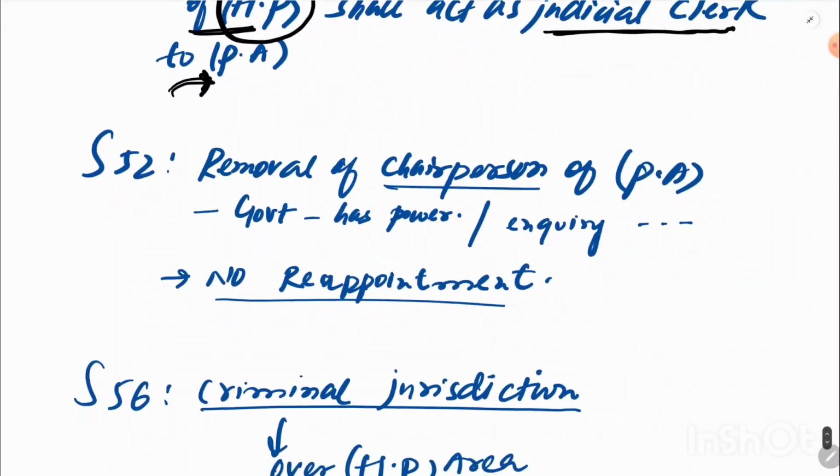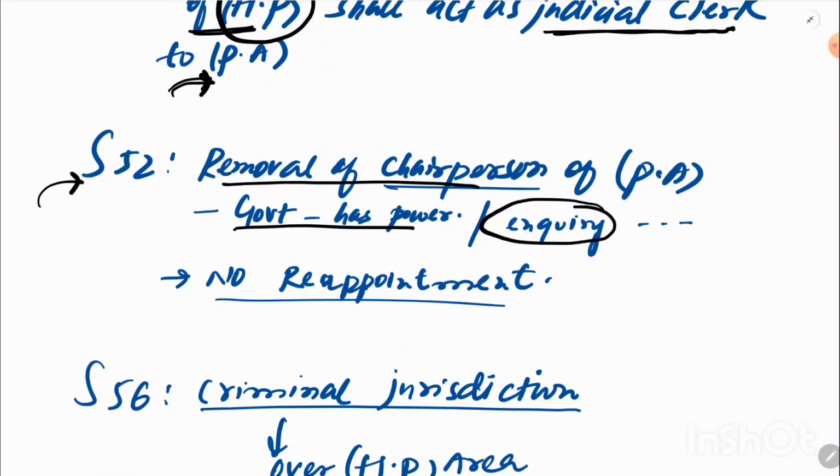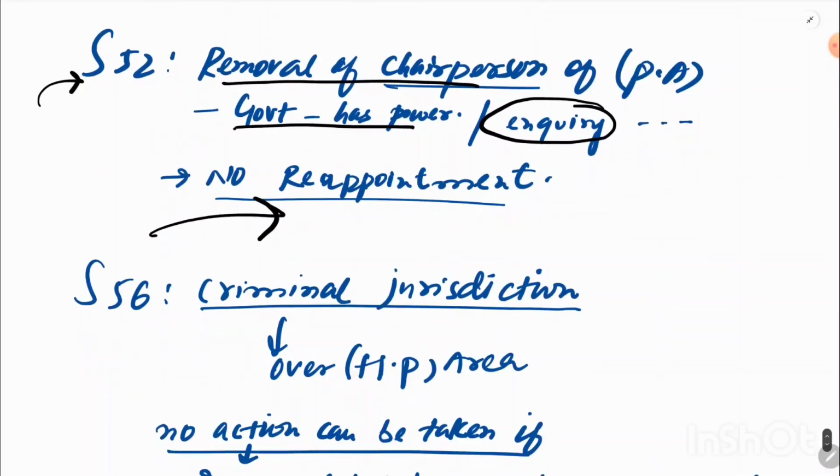Okay, very important. Section 52 again talks about removal of the chairperson. I've already talked about it again and again, but just to mention here, the government has the power to remove him. They will set an inquiry committee if he's supposed to be guilty of any misbehavior, misconduct, lack of duty or negligence. Okay, he shall be removed by the government's set authority, whatever the government will set. And there shall not be any reappointment. If he got removed, he shall not be reappointed to that same post of chairman, or chairperson.